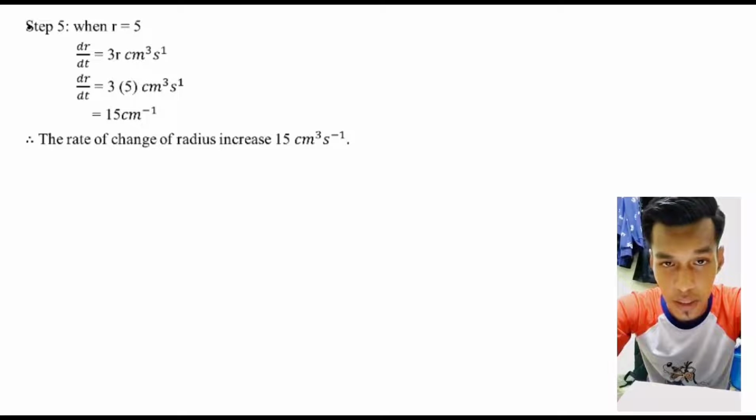So the final step is when we have the radius equal to 5. So dr per dt equals 3 over r, centimeter cubed per second. The final answer is we get 15 centimeter per unit.